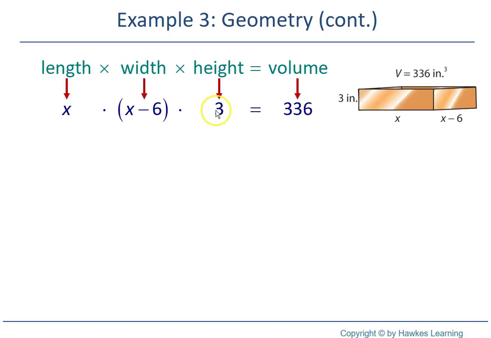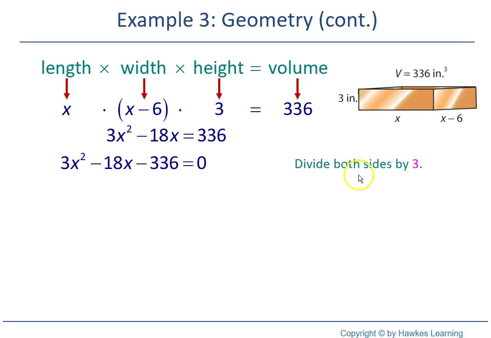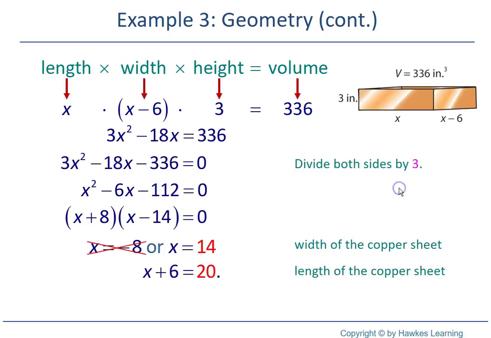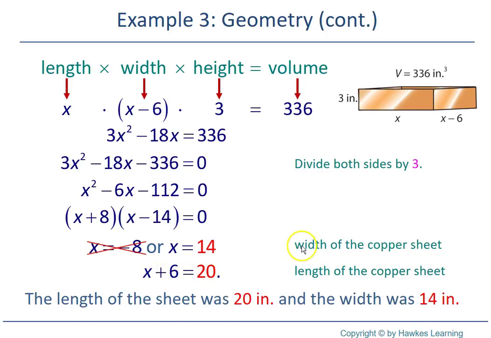And again, what I did is I divided this 3 out from both sides. They didn't yet. They're going to do it now. Okay. They get this. They factor it. They reject the -8. And our sides are, the width originally was 14. The length was 20. Okay. Wow.